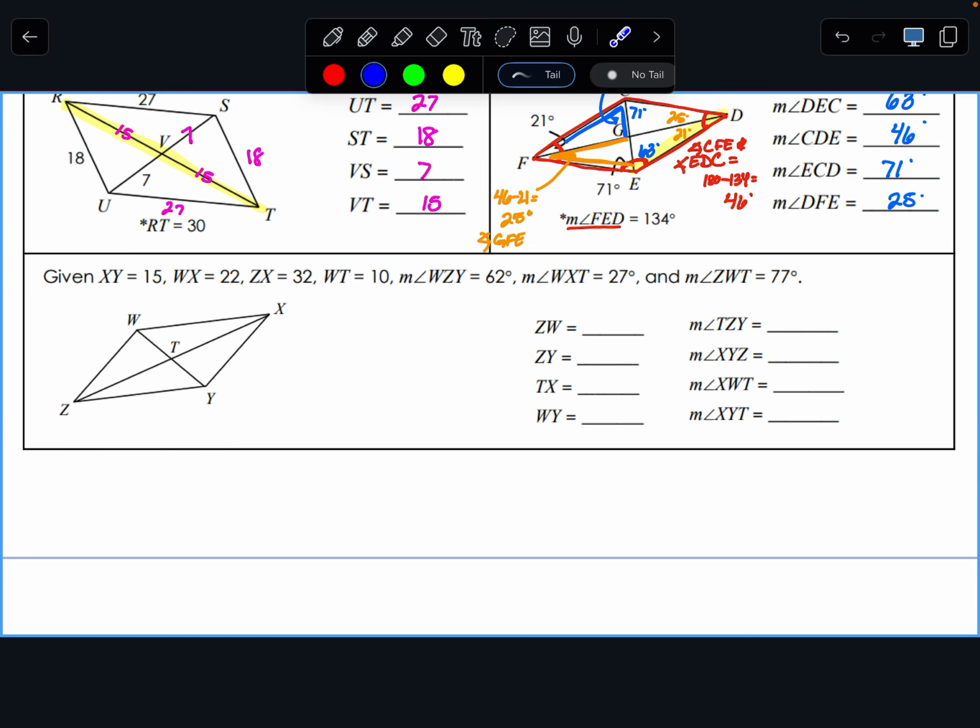So I give you all these measurements, and I want you to find the rest of them in this parallelogram. Remember that the directions at the top of this section said that all of these shapes are parallelograms. So that means I know what's congruent, I know what's supplementary, I know what's bisected, all of that stuff is part of the problem. So first we go through and label everything. So XY is 15. What else is 15?